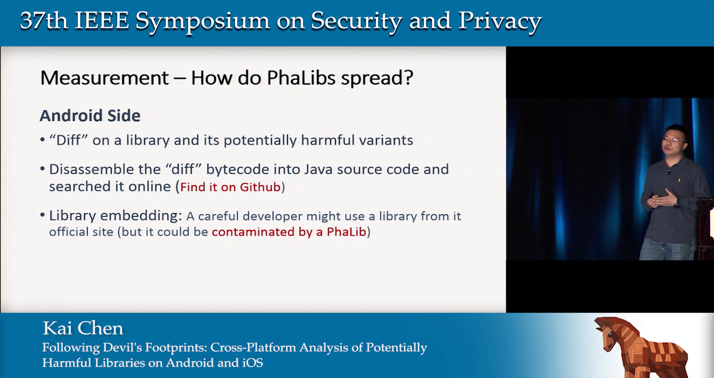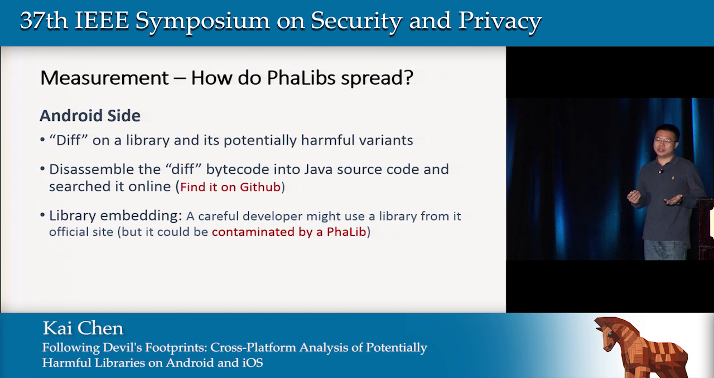So the next question is, we want to understand how potentially harmful libraries spread. We did this on the Android side. We use a normal, clean version, and we use its variants, the potentially harmful library, and we compare them and do a diff. So we find the different code, disassemble the diff bytecode into Java source code, and search the source code online. Finally, we found that it is on GitHub. That means some attackers repackage this library and put it online for others to download. This is one way to spread potentially harmful libraries.